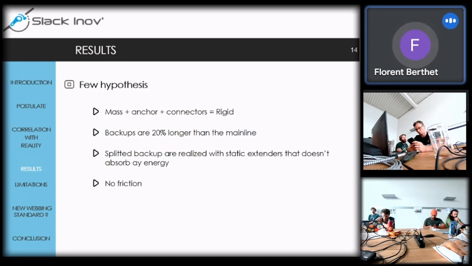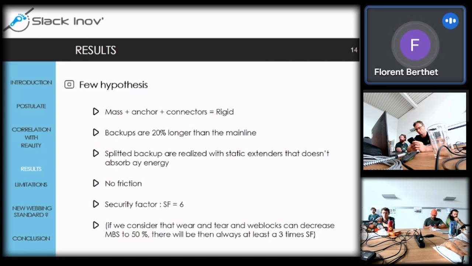I also suppose that there is no friction inside the setup, and I had to select a safety factor in order to make the calculations. I decided the safety factor to be 6. This is only my personal decision and we can discuss it, but we know that with wear and tear and the weblock behavior, the webbing breaking strength can decrease to 50% maximum. So I wanted to keep in every kind of scenario at least a 3 times safety factor. So a 3 times safety factor with a used webbing and a weak weblock, which decreases strength by at least 50%, means a safety factor of 6.